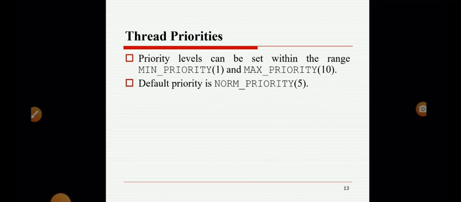So how can we set the priority? The priority levels can be set within a range. That is, we can set the minimum priority and maximum priority. If you want, you can set MIN_PRIORITY of 1, that is, the minimum priority is set as 1, and MAX_PRIORITY of 10, that means the maximum priority is set as 10. And if you want to set the default priority, you can represent that as NORM_PRIORITY of 5. That is, the normal priority is 5.